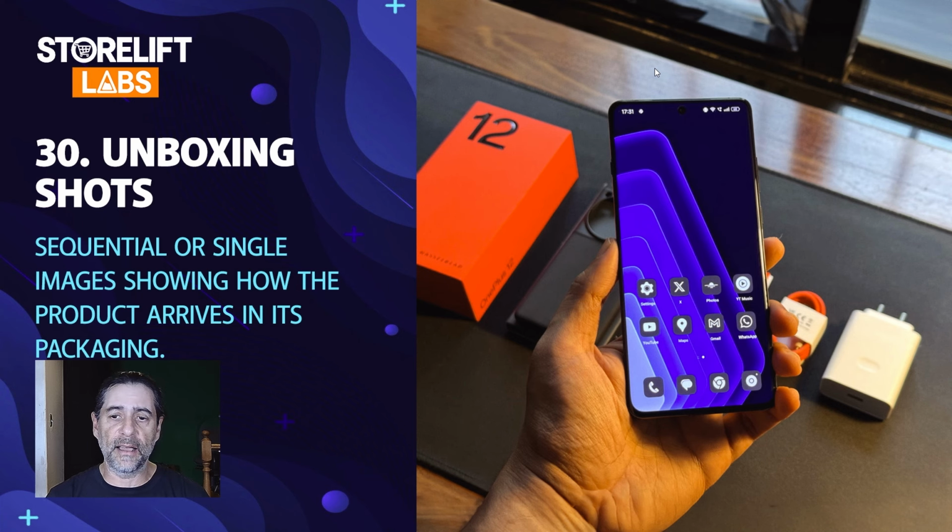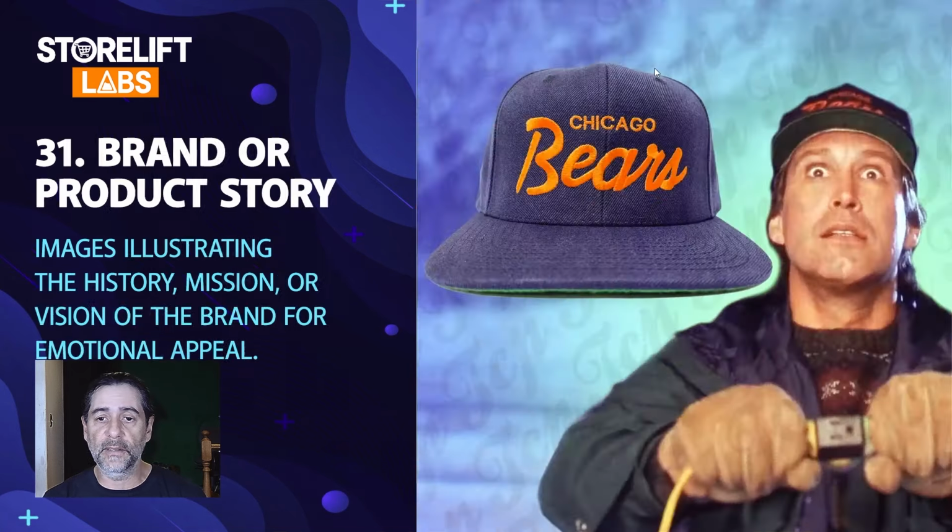Unboxing shots, when you do it in this type of a context, it gives people the experience that they will have when they receive the product, which is really important. People want to know, what can I expect when I spend my money on this product? And an unboxing shot is ideal for that.